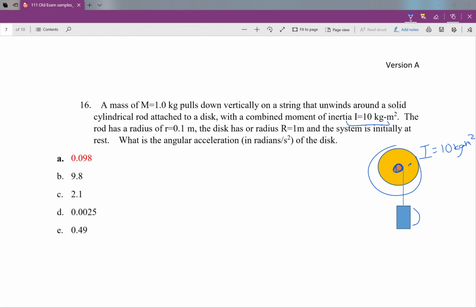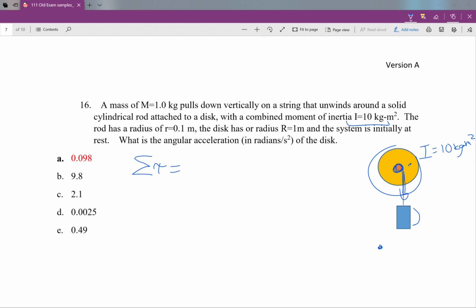So for this one, what we're going to do is the sum of the torques. But first, we're going to have to find the sum of the torques, which in this case equals, well, the only force acting on this is the force of tension over here.